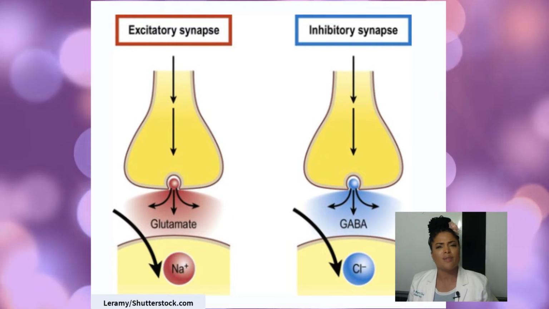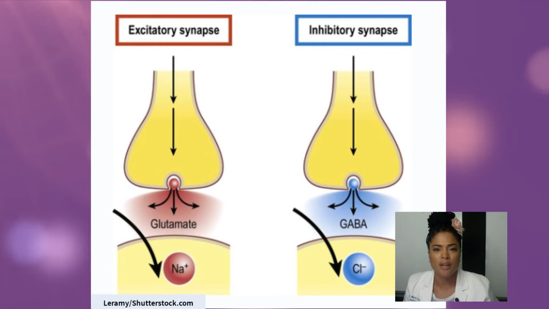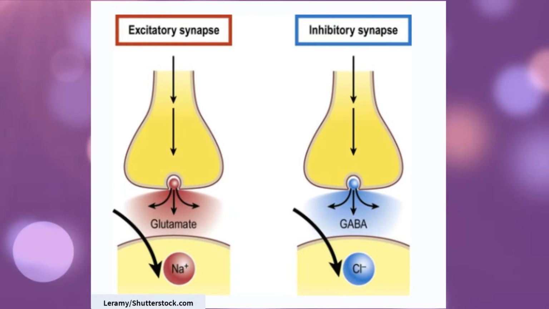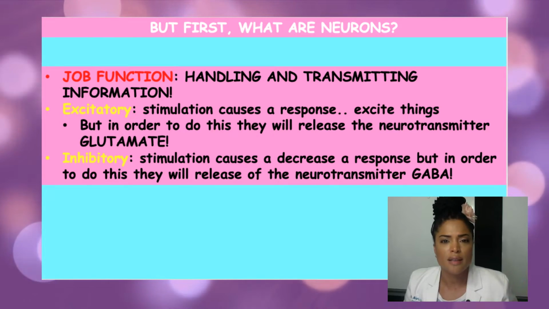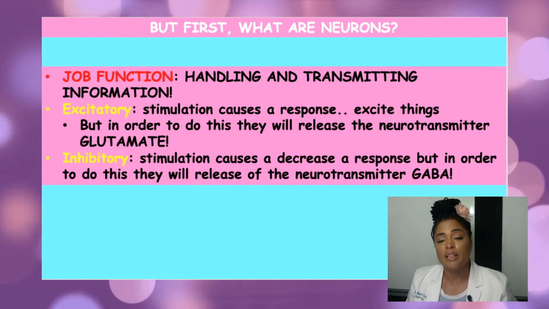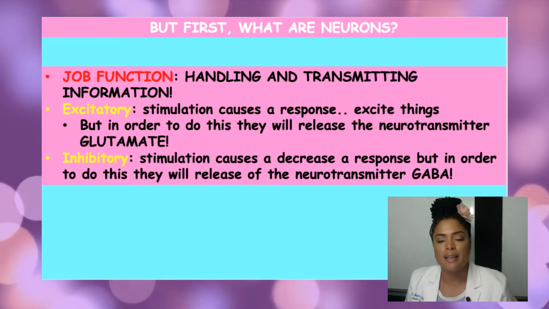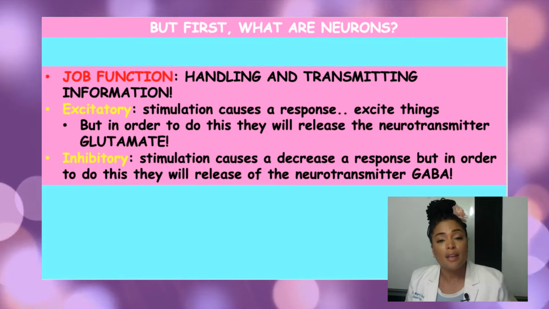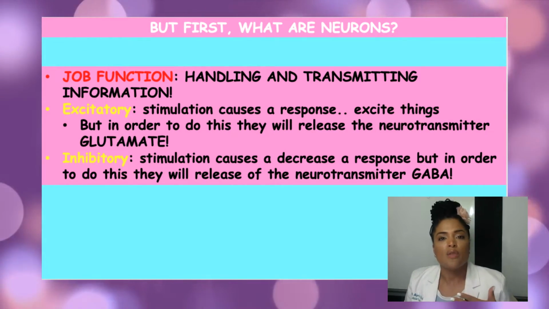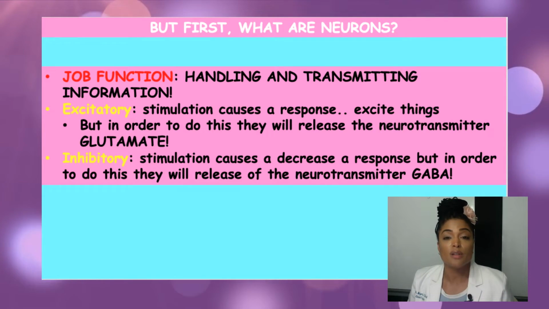Now, why is this important to know? Why am I talking about GABA and glutamate? So scientific, right? And this picture I'm showing you doesn't even help. It's making things a little bit even more complicated. Forget it. It's not complicated at all. Remember, excitatory neurons release the neurotransmitter glutamate, which is responsible for the excitement of things. And the inhibitory neurons are responsible for decreasing a response by releasing the neurotransmitter GABA.